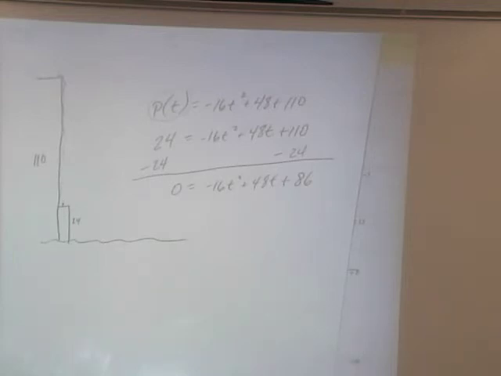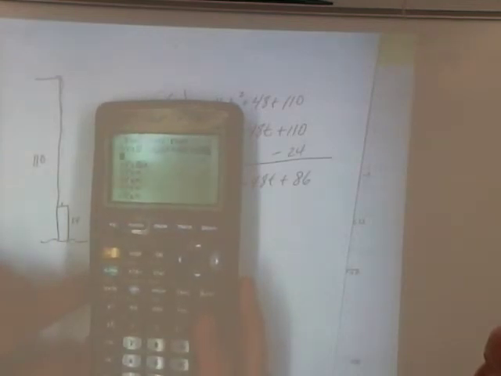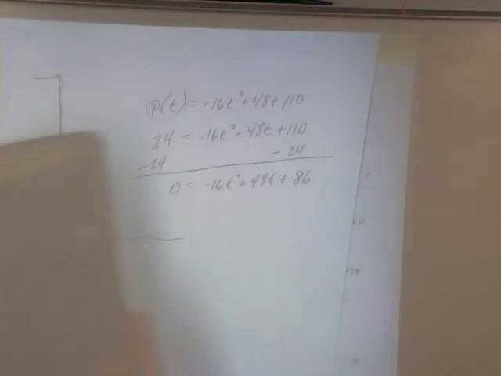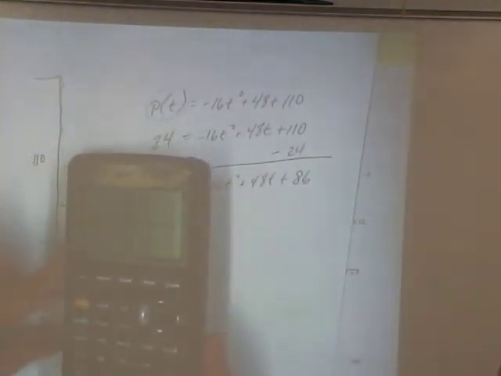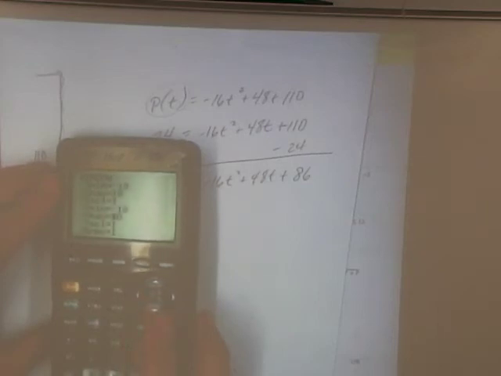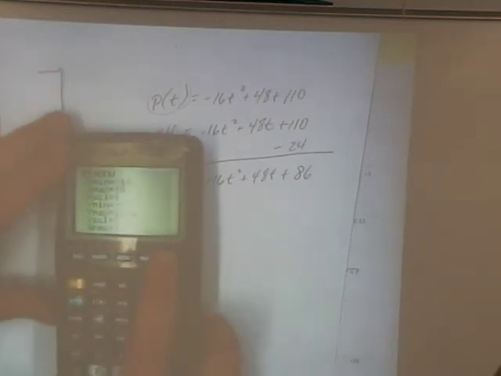Okay. So let's graph this. Negative 16x squared plus 48x plus 86. Okay? And it should be an upside down parabola because a is a negative. So let's change our window. We need to see a little higher for sure. Y max. She's how high? 110 feet. So let's make it 120. Let's see what happens.